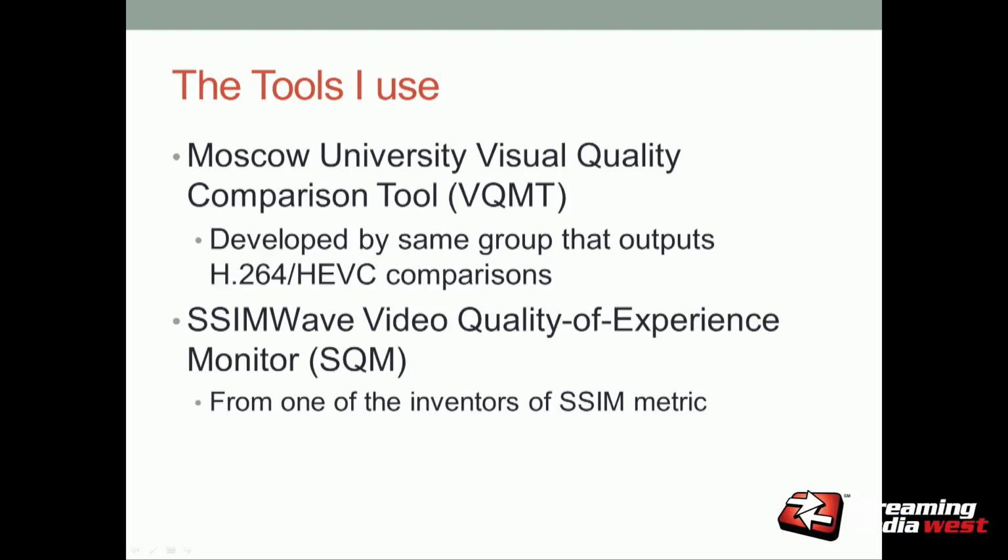So there's two tools that I use. I use the Moscow University Visual Quality Measurement Tool, that's VQMT, and it's developed by the same group of people, the same researchers who do all the H.264 and now HEVC comparisons. So these guys have been comparing files for years and years and years. I think they're up to their 13th comparison of H.264, and they just put out their first HEVC comparison. So they compare a lot of files, they use a lot of algorithms, and I think they built the tool to facilitate their analysis. So it's a very user-friendly tool that I use almost every day.